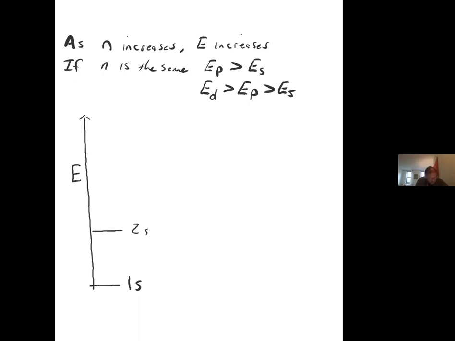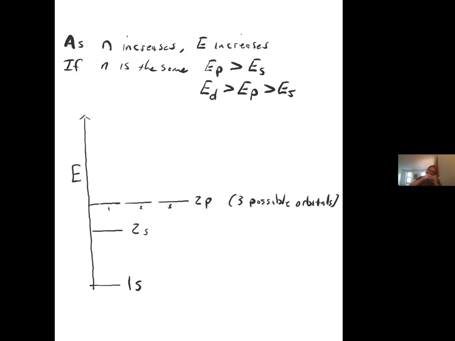And then the next one up is the 2p. But now I'm going to show you something interesting. It turns out that for the p orbitals, there are 3 possible orbitals. And that makes them different than s orbitals. So I'm going to represent that with 1, 2, 3 different lines. Okay. Now, what's the reason for that?